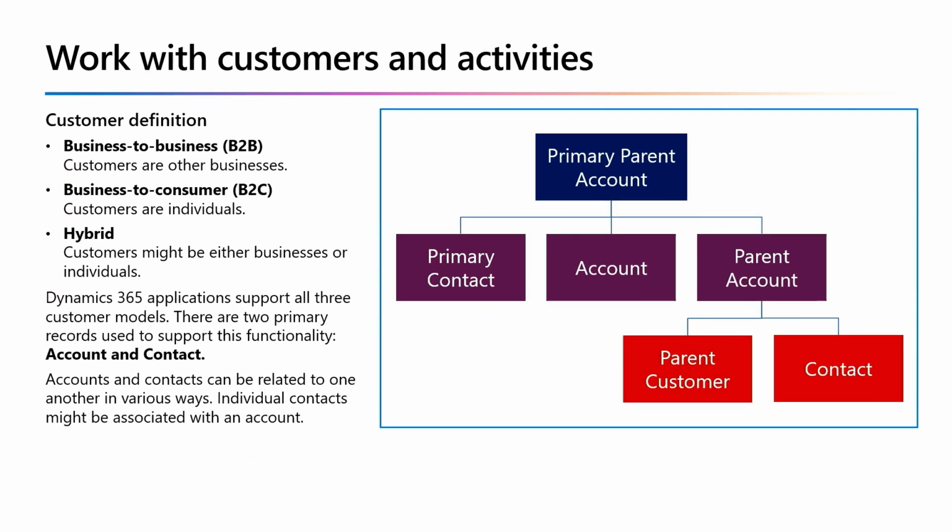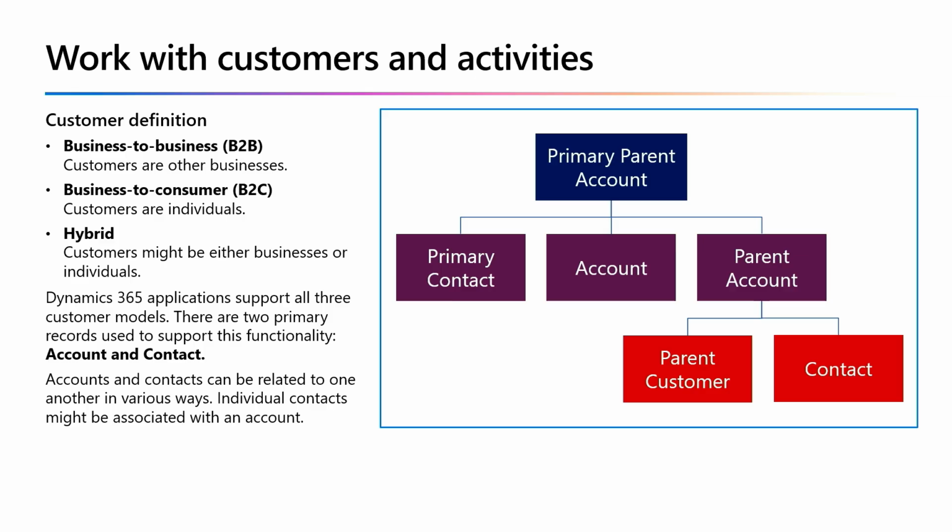So let's look at how we define types of customers. Customers can be another business, which would make them a B2B customer, or consumers, which would make them a B2C customer. Alternatively, they could be either, which would make them hybrid. So let's see how Dynamics 365 applications use two primary records to support the customer functionality, account and contact.